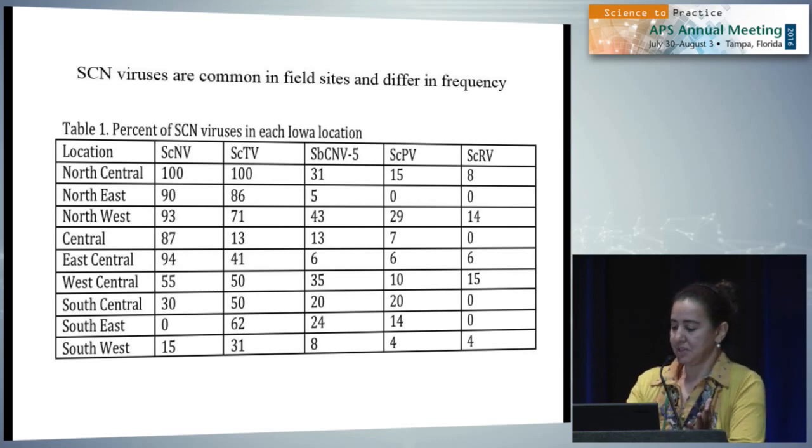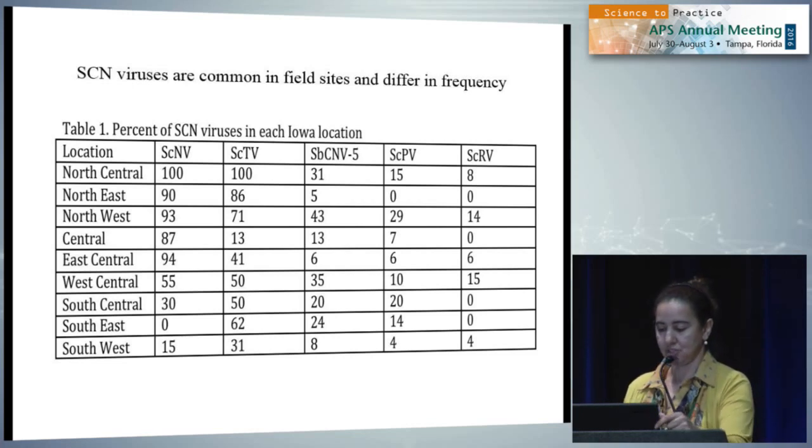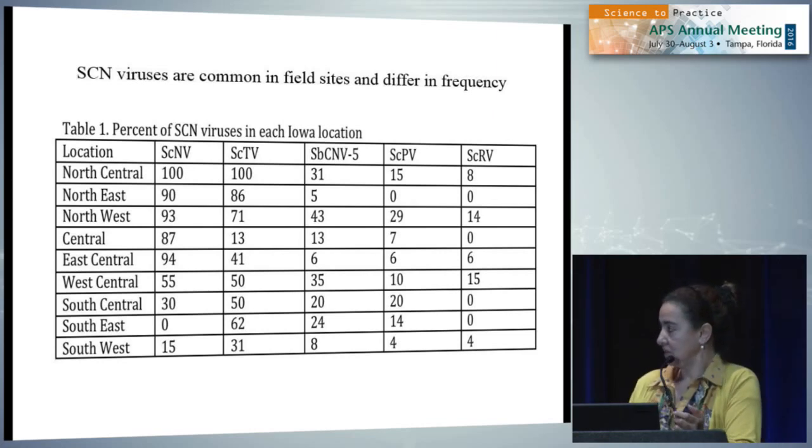So for example, the Nili virus, CNV, seems to be prevalent in 100% of the samples in the north central region of Iowa. That tells you how important the virus is in that region, while it's totally absent, for example, in the southeast region of Iowa. So that was interesting to observe.